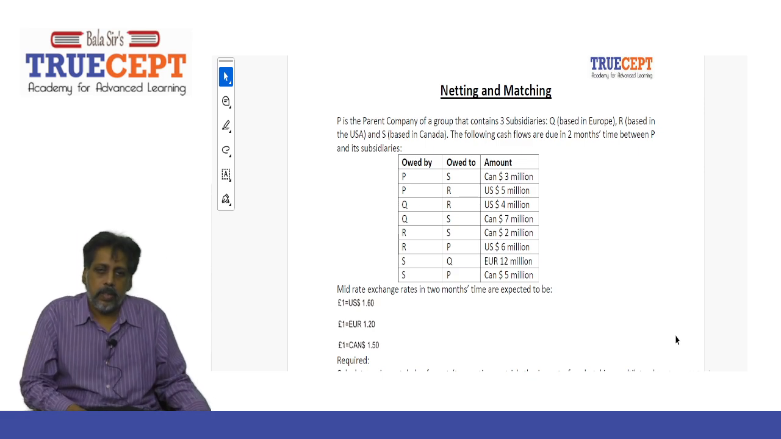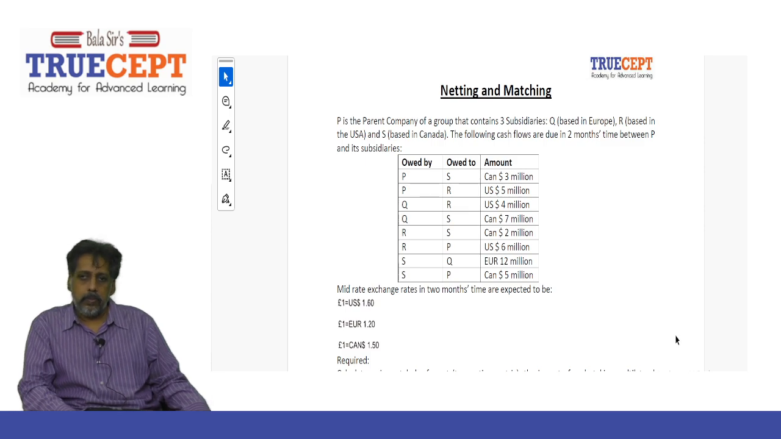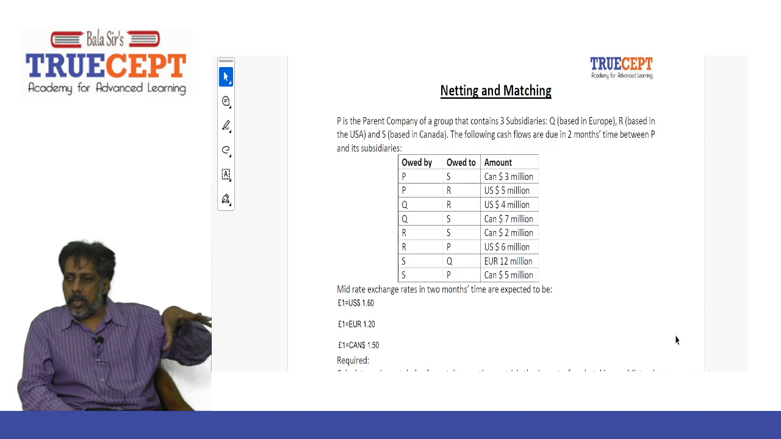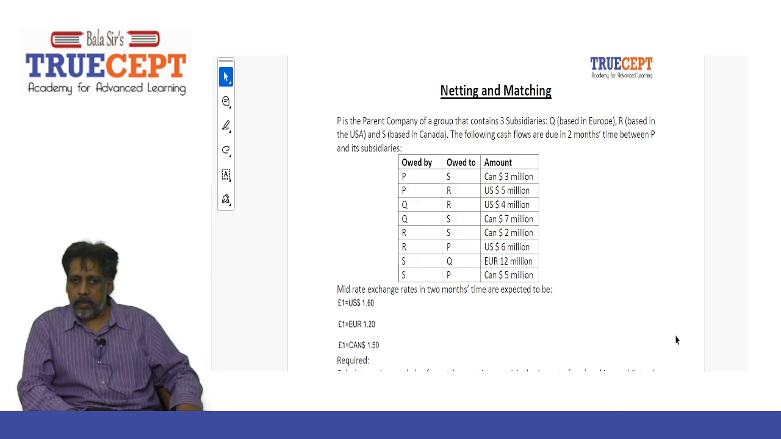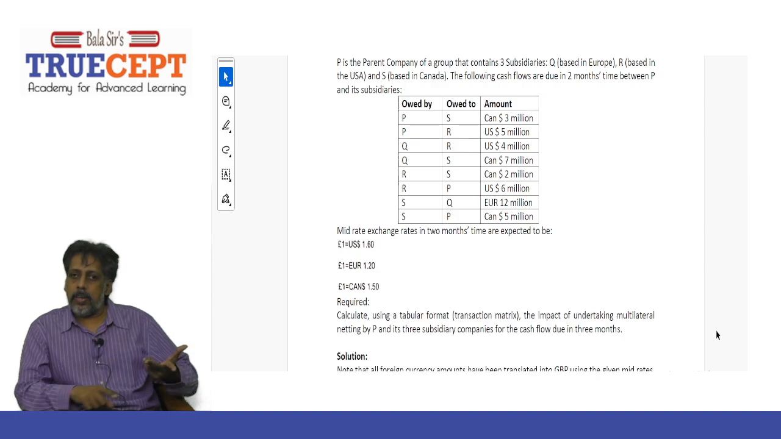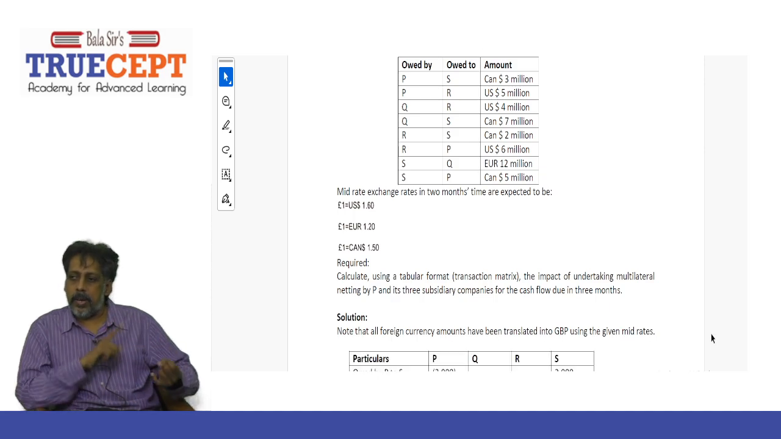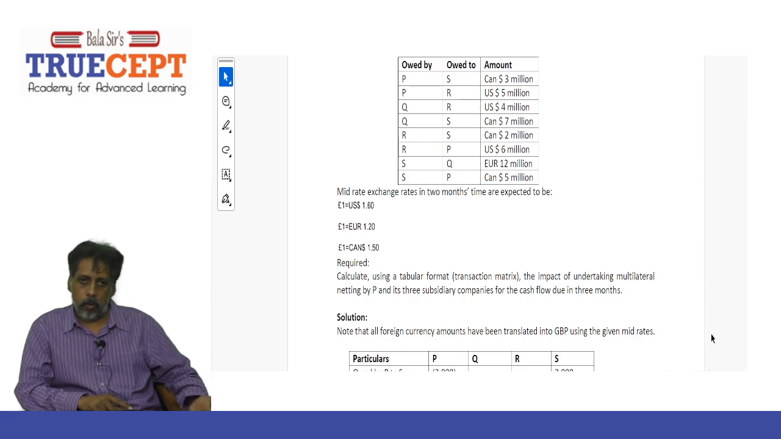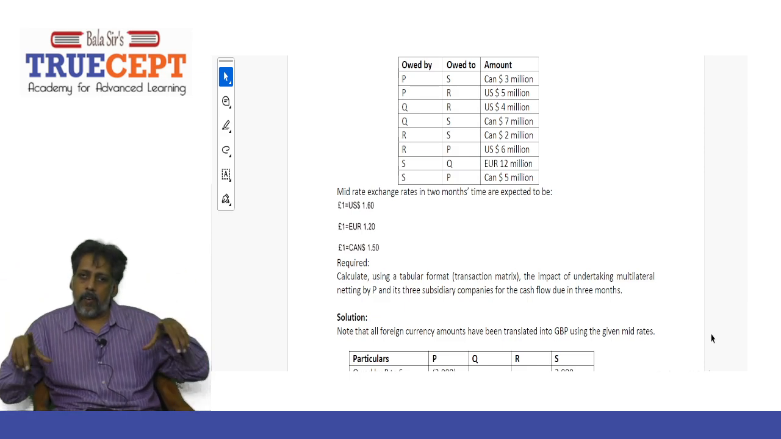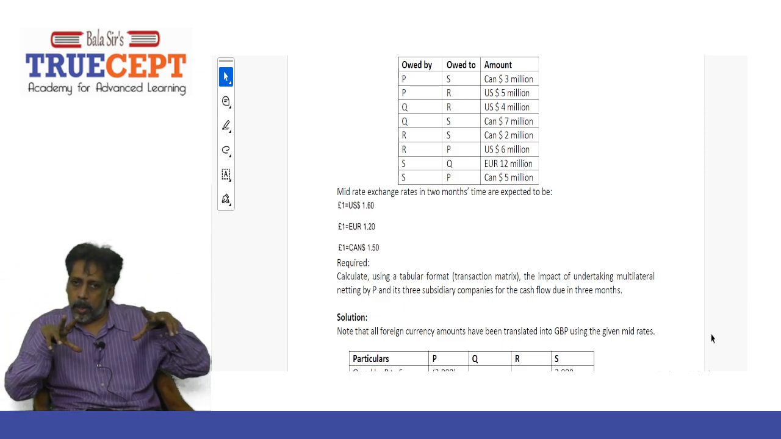Next, the mid-rate exchange rates in 2 months' time are expected to be. These are the forward rates that are expected in 2 months' time. They have given something called the mid-rate. What is mid-rate? It is nothing but the average of the bid rate and offer rate. We say bid and ask or bid and offer. You all know that by now. You should know when you have a November examination. The average of the bid and offer rate is called the mid rate.